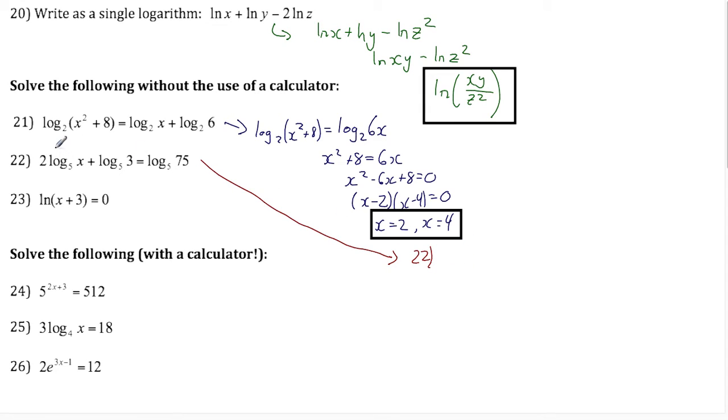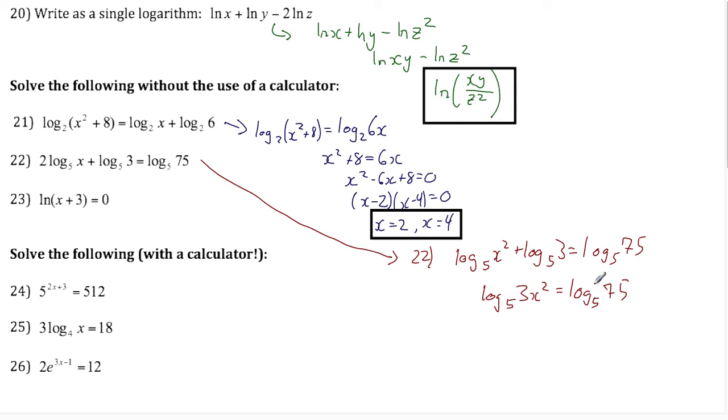We want to condense. When we're condensing here, first thing we want to do is use the power property, so get rid of this coefficient. And we can do that by making this a log base 5 of x squared plus log base 5 of 3 equals log base 5 of 75. Condense the logs using the product property. So we do log base 5 of 3x squared equals log base 5 of 75.